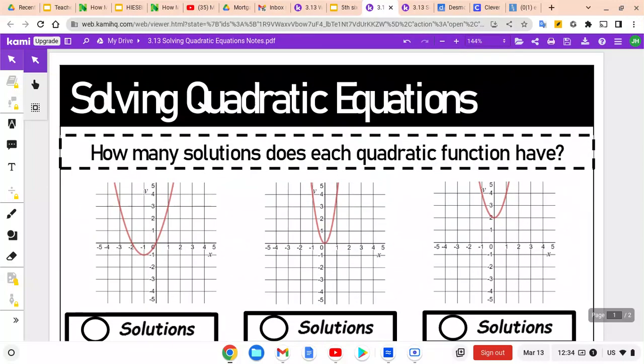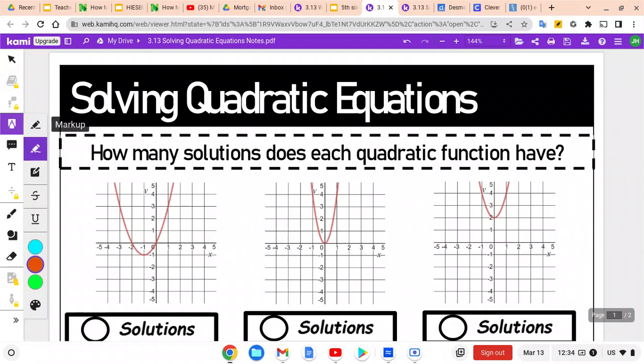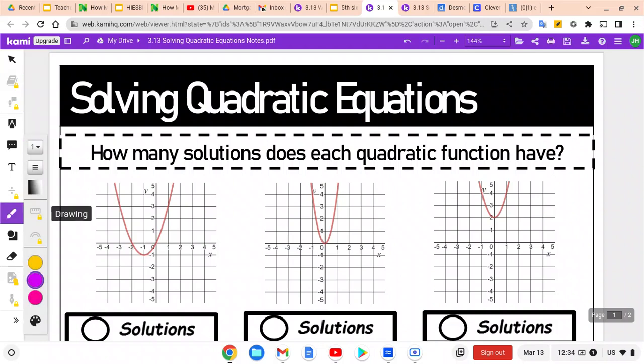Hello, everyone. Today we're going to be looking at solving quadratic equations. We're going to be relying on using a graphing calculator such as Desmos. So, first thing you need to be able to do is to identify how many solutions each quadratic function has. Now, recall quadratic functions are of the form y equals some x squared.